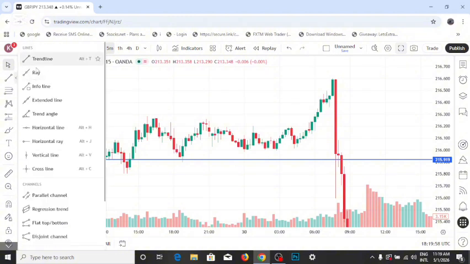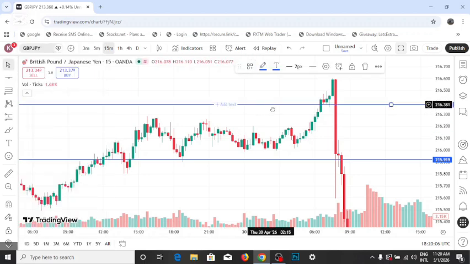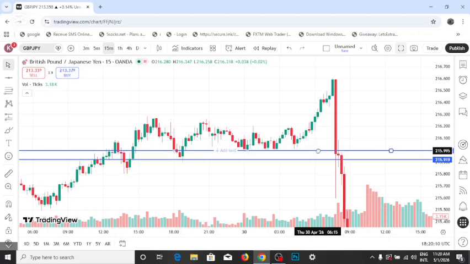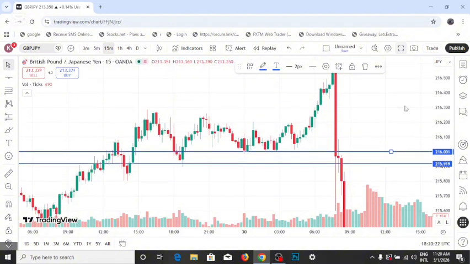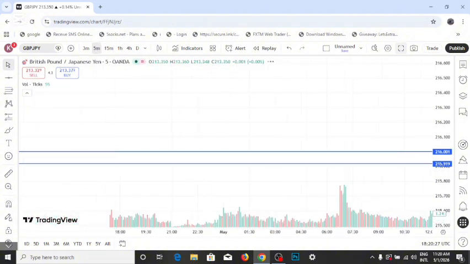I choose my horizontal line tool from the left side, and after choosing it, I'm going to mark the point of liquidity, which is the sell side liquidity in this case. You can see my horizontal line is touching the lowest points of at least two or three red candlesticks. Now I can go into the 5 minutes time frame so you can see this better.